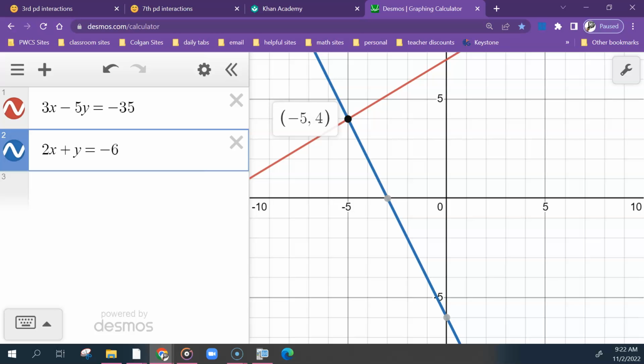Questions about Desmos or the calculator yet? Are we allowed to use Desmos on a test? No. That'd be too easy. Alright. Any other problems we want to see, go over, have questions about before I let you practice?